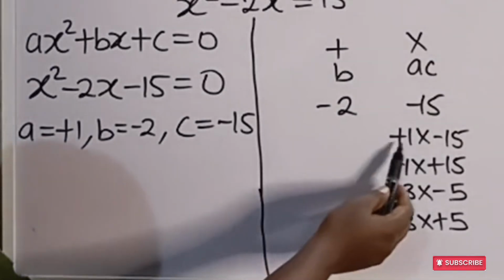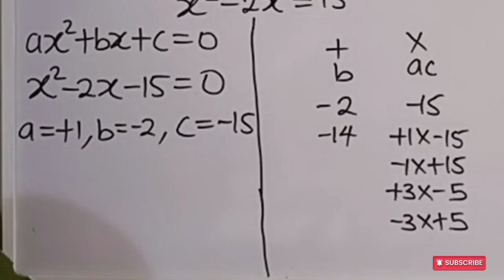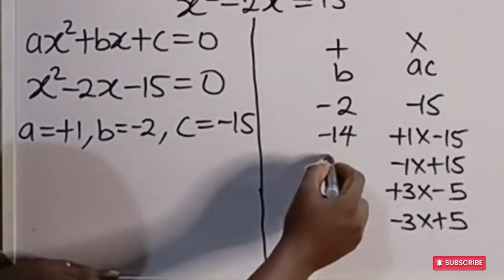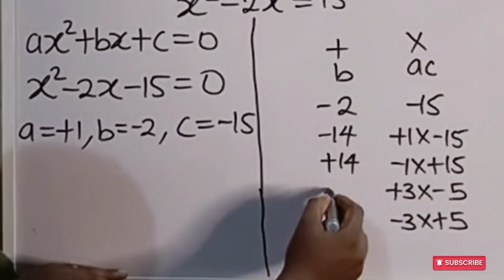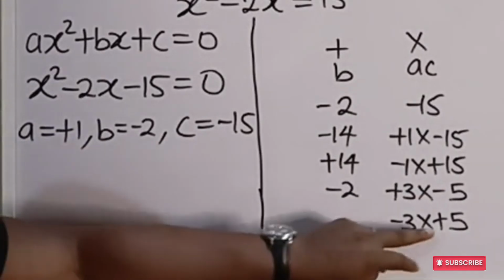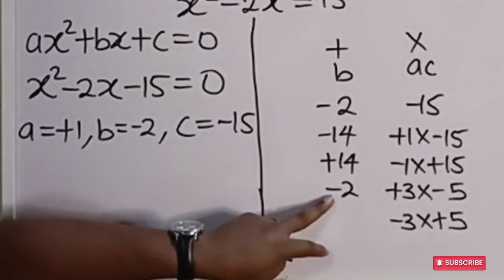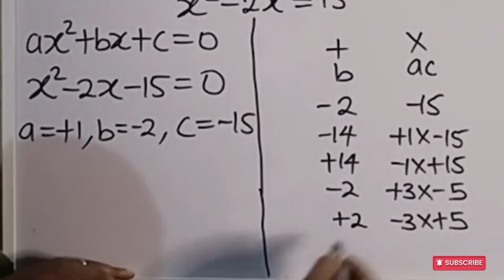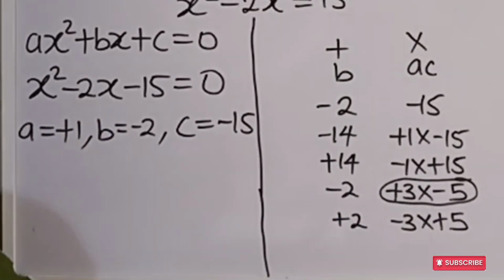So let's see. Plus 1 minus 15 will give us minus 14. Minus 1 plus 15 will give us plus 14. Plus 3 minus 5 will give us minus 2. Minus 3 plus 5 will give us plus 2. So among the numbers, this is the combination we are looking for. The combination is plus 3 and minus 5.